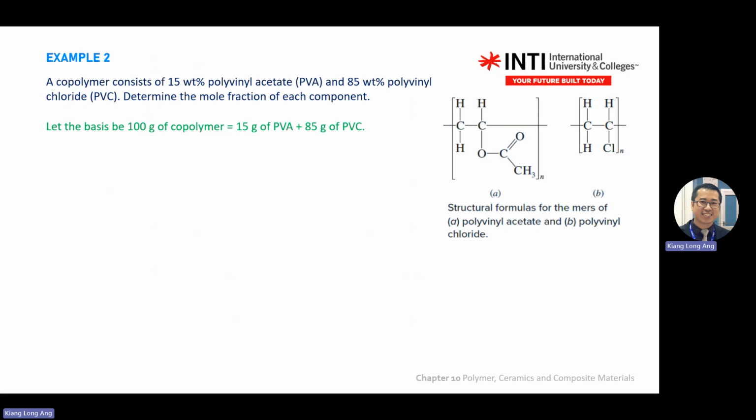It asks you to find moles. So again, in chemistry we always have one constant mass. In this case, we assume you have 100 gram of copolymer. Then you have 15 gram of PVA, 85 gram of PVC. You convert the percentage into gram. Then you determine the number of moles of each component. You can find the molecular weight from the periodic table. You add all the elements here.